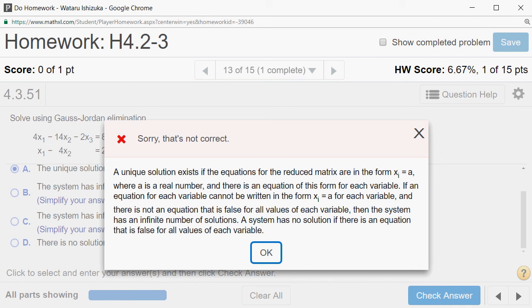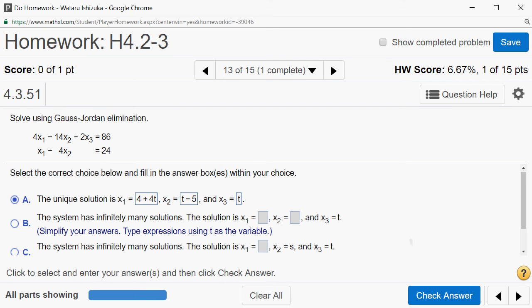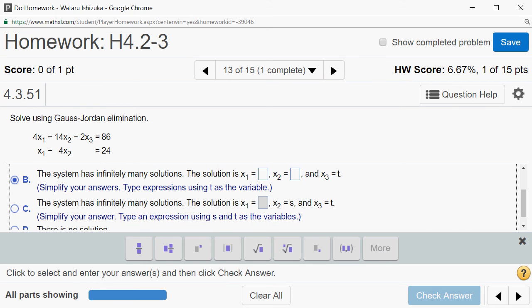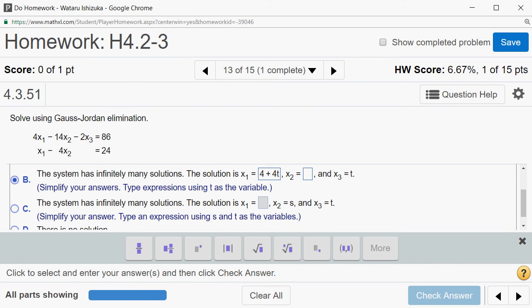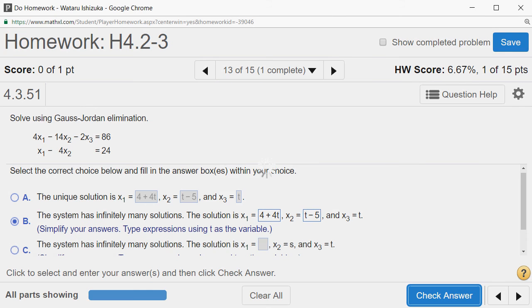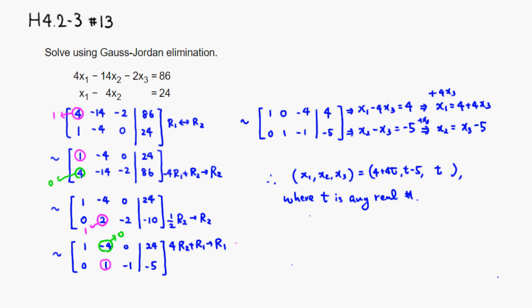Let's check the answer. Whoops. Sorry, I'm putting it in the wrong place. That's what it is, sorry about that. So this was right here, 4 plus 4t, and t minus 5. Alright, let's check the answer. Got that. That's it. I hope that this was clear.